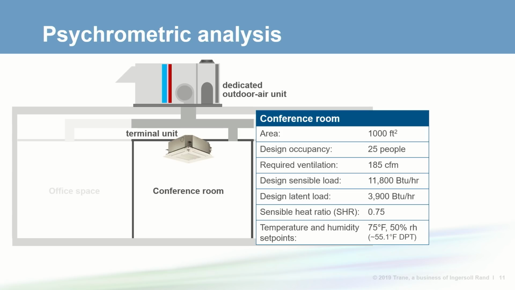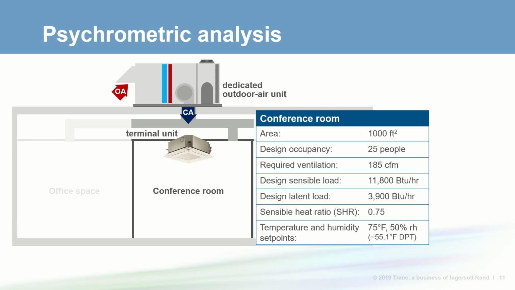Using a whole building energy analysis software program like Trace 3D Plus, the design loads were calculated: 11,800 BTUs per hour sensible and 3,900 BTUs per hour latent. This represents a sensible heat ratio of 0.75. The desired space set points are 75 degrees dry bulb, 50% relative humidity. This equates to a dew point temperature of 55 degrees.